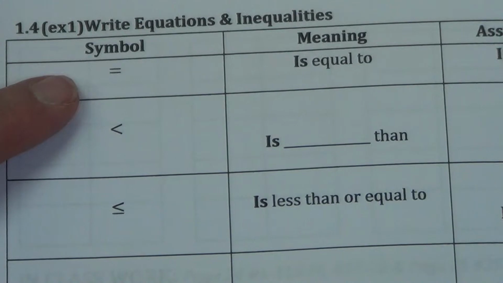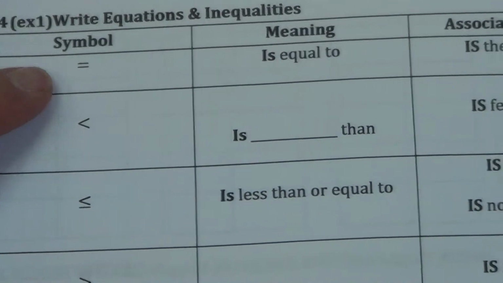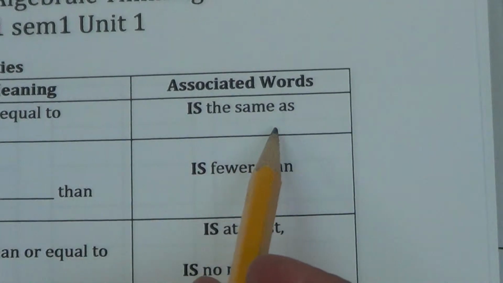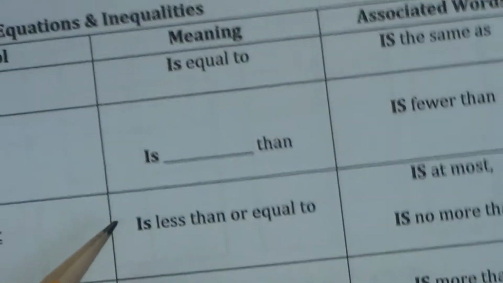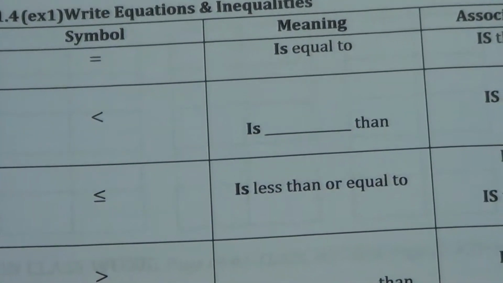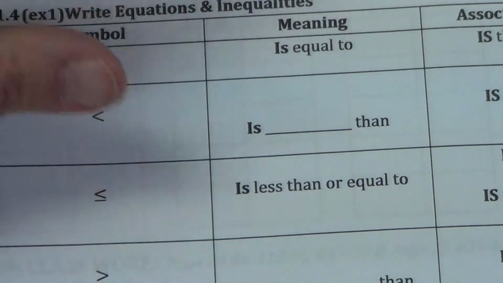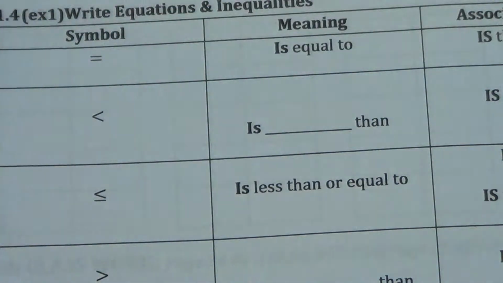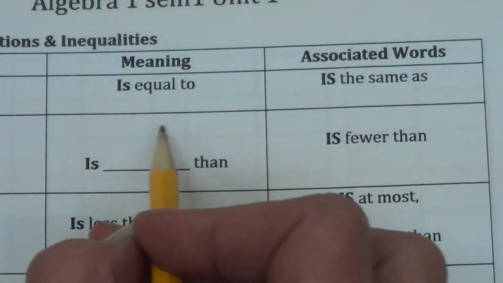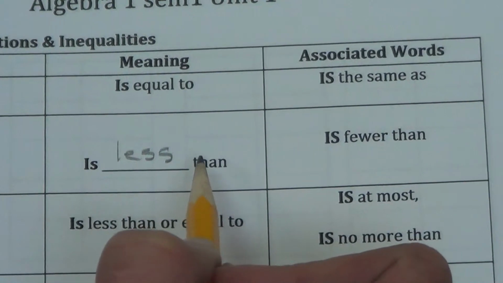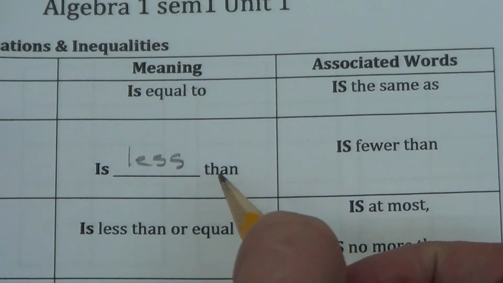This symbol is equals to. Another word for it, or another thing that they'll say, is the same as. In this one, we have less than. It fits your left hand. That's how I always remember that it's less than. They might say, excuse me, is fewer than.